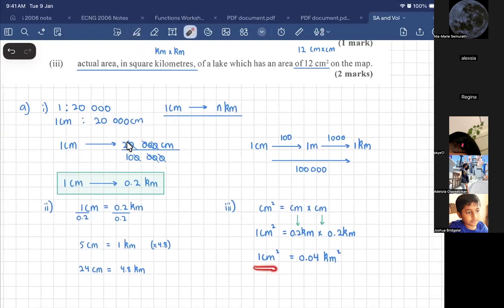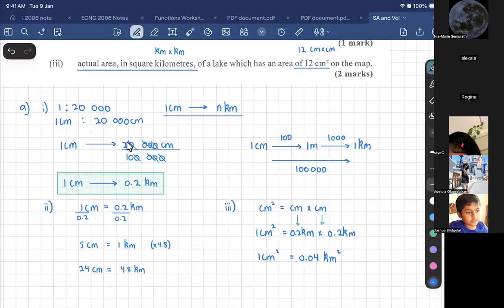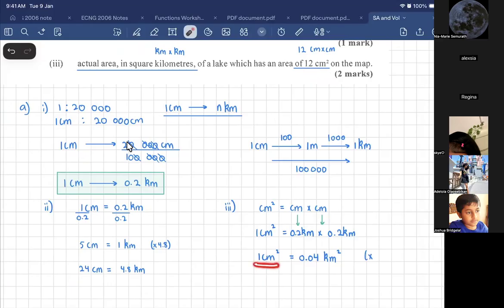So I know what 1 centimeter squared is. How would I find it for 12 centimeters squared? Just multiply both sides by what? By 0.04? No. Here, this again. What is 1 centimeter squared equal to? 0.04 kilometers squared. Right. So what would 12 centimeters squared be? This is what 1 is. 1 is 0.04. How would I find it for 12?